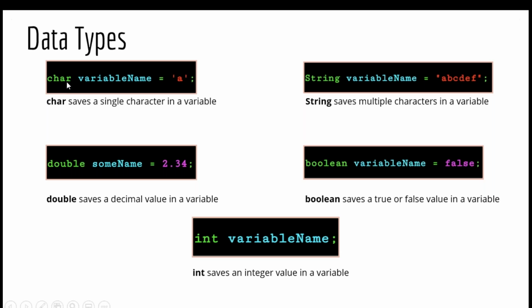So this one says char variable name equals, and then in single quotes, it says a, and then that semicolon. So basically, char saves a single character in a variable. A single character means just one letter. It can't be any more than a letter. It has to be one letter.